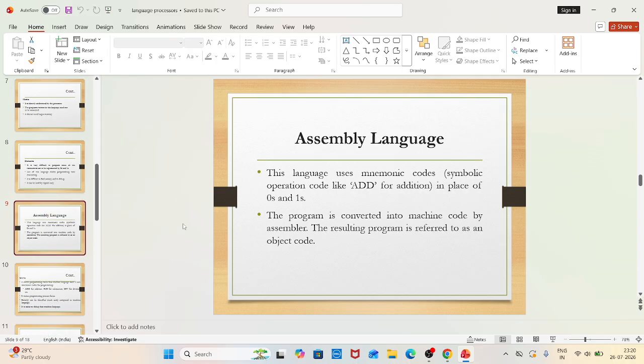Assembly language. This language uses mnemonic codes, that is symbolic operation codes like ADD for addition, in place of zeros and ones. The program is converted into machine code by assembler. The resulting program is referred to as an object code.